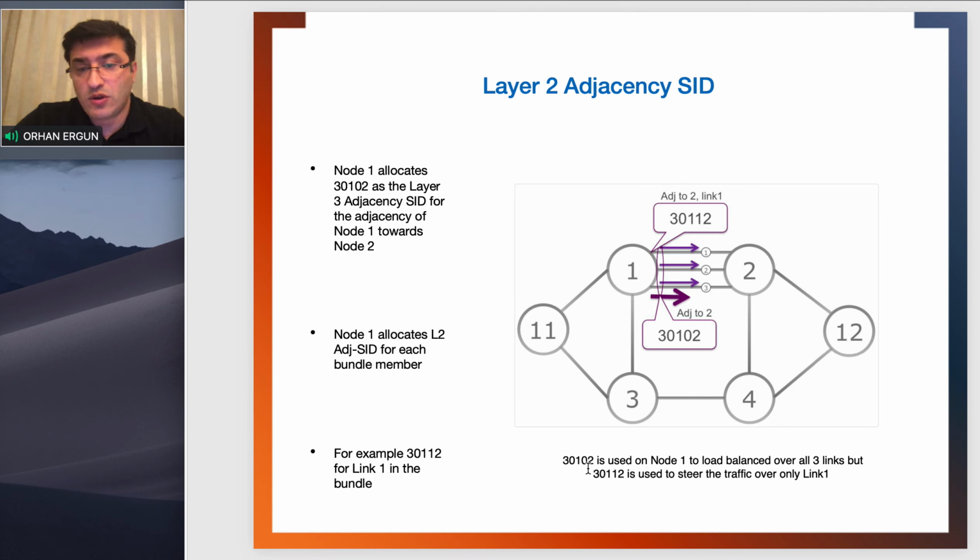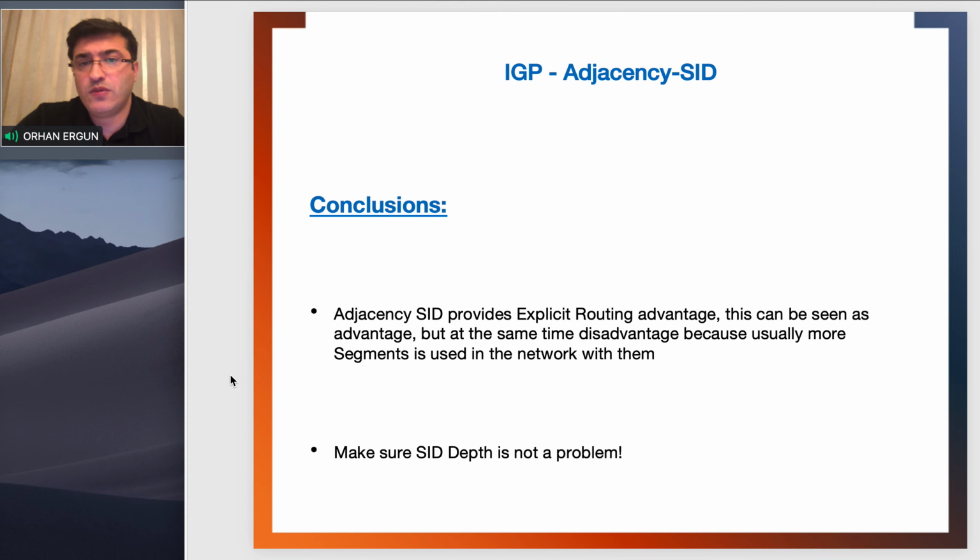As I said, 30,102 is used on node 1 to load balance over all those 3 links, but 30,112 is used to steer traffic over only link 1. So granularity. Okay, so that was the layer 2 agency seed. So IGP agency seed, if we conclude, provides an explicit routing advantage, a traffic engineering advantage. You don't just say, this is your node seed and send the traffic over the shortest path. No. You are saying, even if you would use the shortest path, I don't want to use it, send over a longer path, whatever the reason. Otherwise, it wouldn't be possible to send.